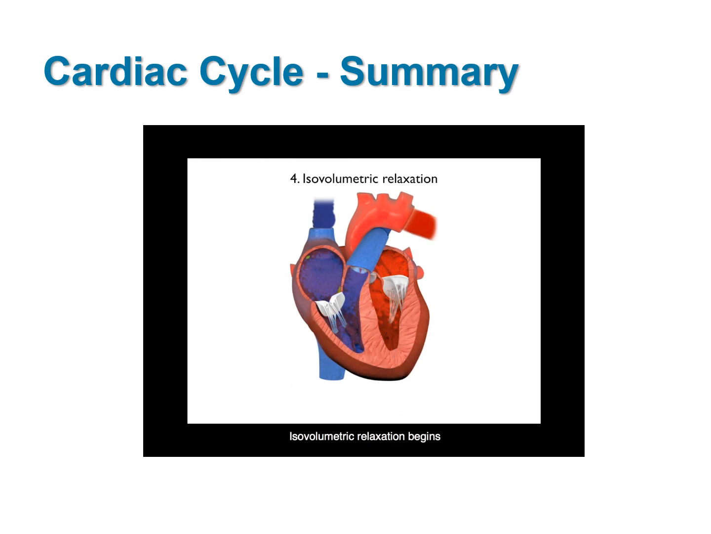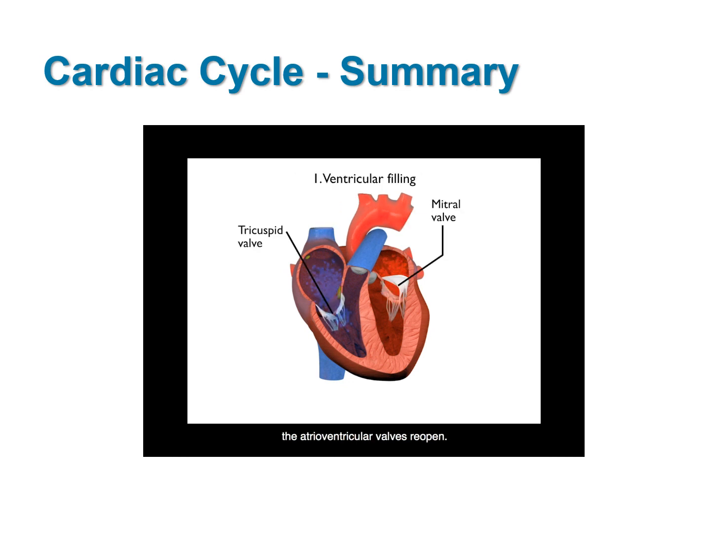Isovolumetric relaxation begins when the ventricles enter diastole. Ventricular pressure decreases, causing the semilunar valves to close. Closing of the semilunar valves causes the second heart sound. When the ventricular pressure becomes less than atrial pressure, the atrioventricular valves reopen. The cardiac cycle repeats itself as ventricular filling begins again.